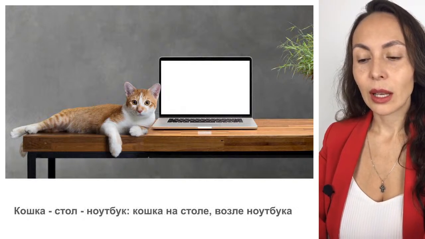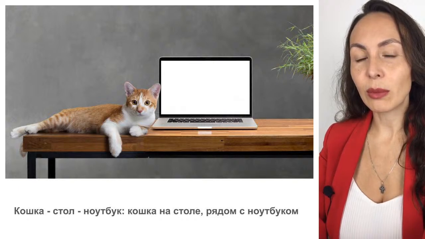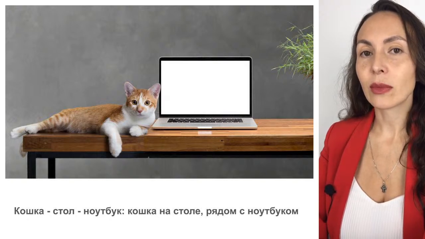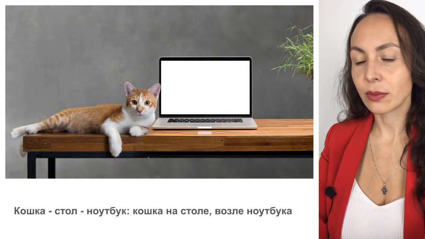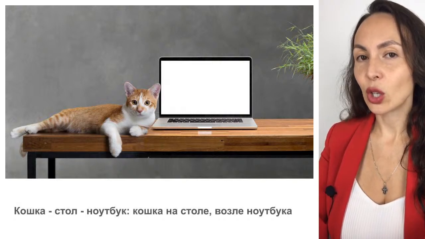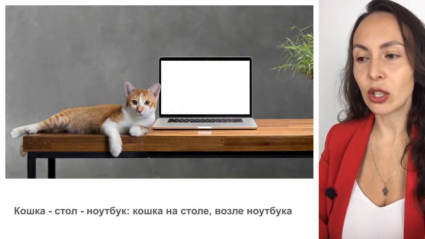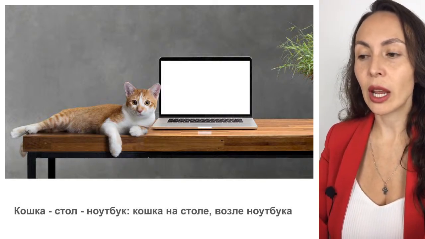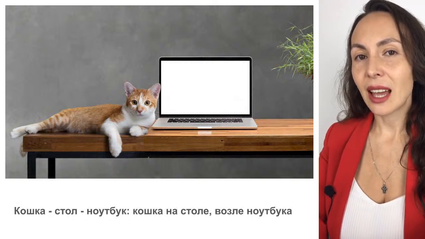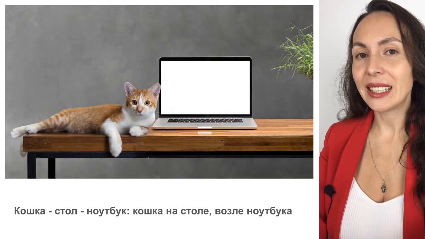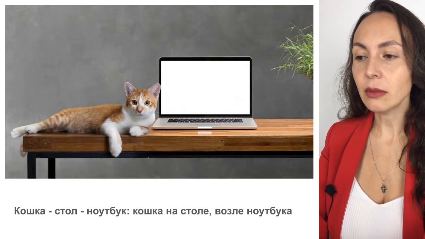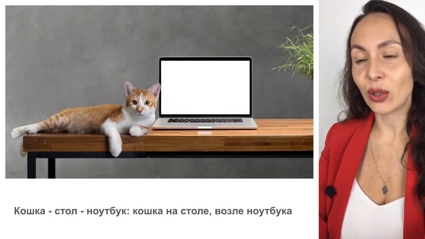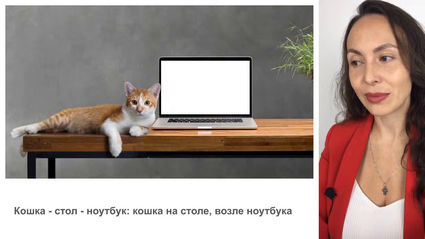Okay, рядом с ноутбуком we used a preposition рядом с, which is instrumental case. We can say just the same situation, the same position of the cat. We can use another preposition, a different preposition, and it will be a different case. That happens rarely, but it does happen sometimes. So the same thing we can say кошка на столе возле ноутбука. Возле ноутбука. Okay?